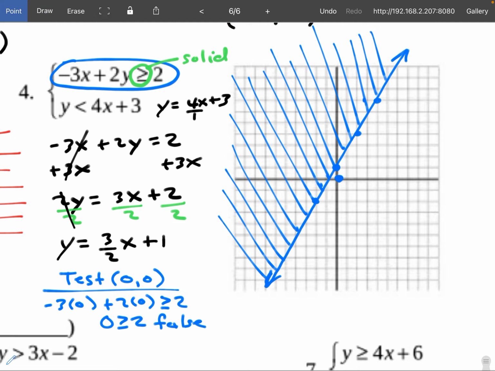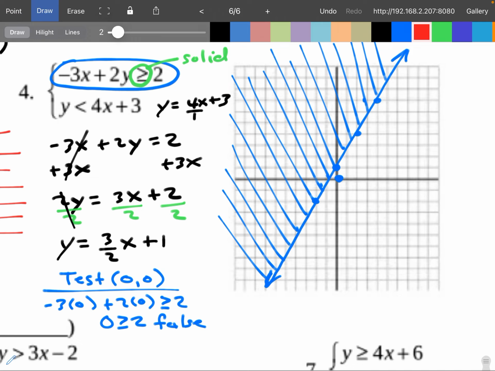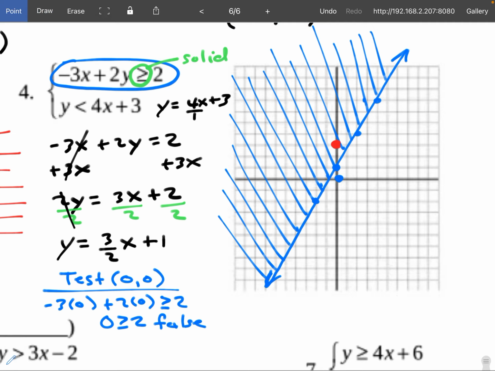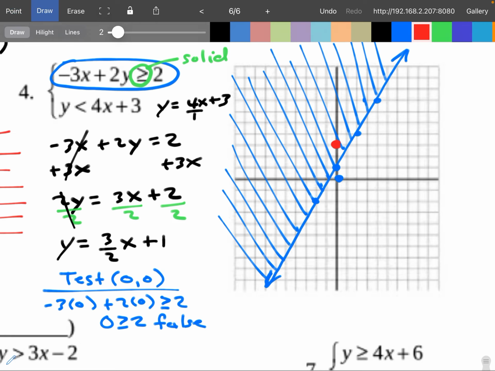All right. Then I got to do the other line. Well, the other line is pretty much set up to go, right? The second line here, I'm just going to write y equals 4x plus 3. So that's a 4 over 1 is my slope. So my y-intercept on my second line is what?